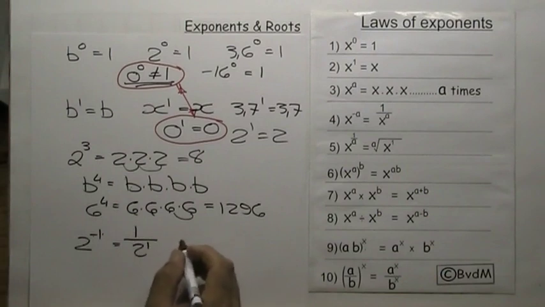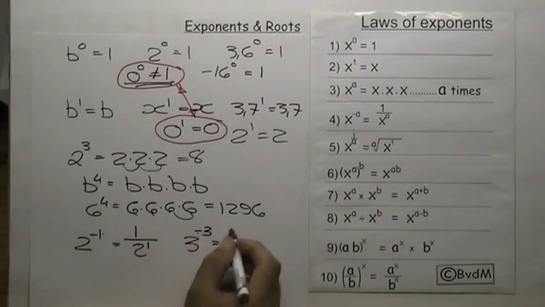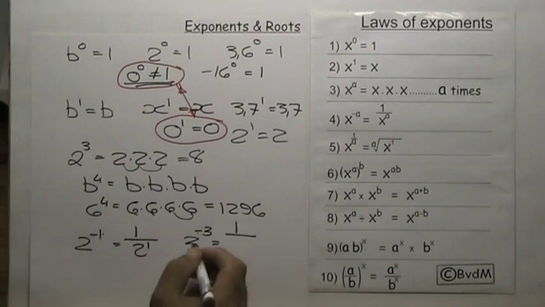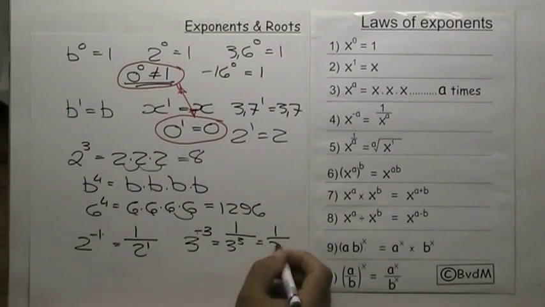Let's have another look at one of these. 3 to the power minus 3 is equal to, the minus means 1 over 3 to the power 3. And 3 cubed is equal to 27.